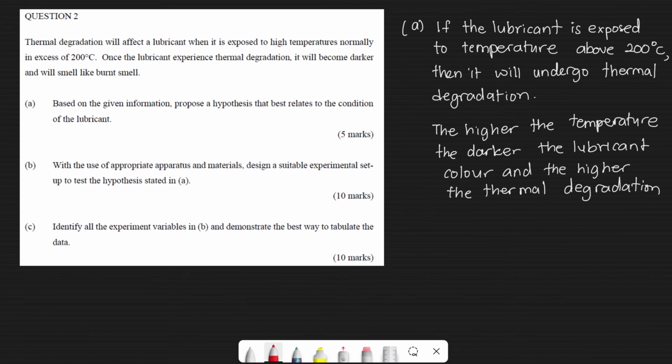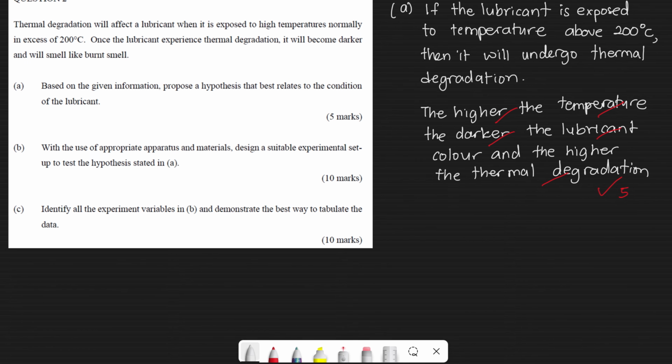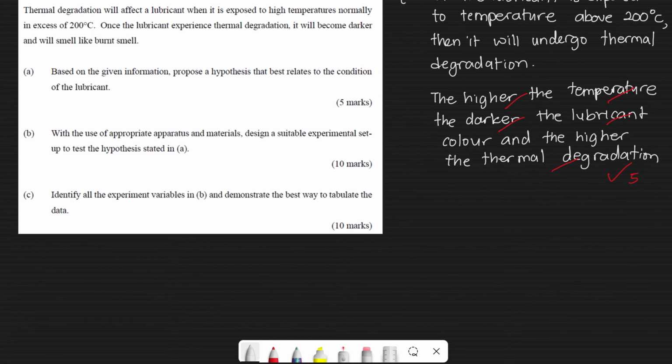Okay, so for this question, you get 5 marks. So you have the higher the temperature, the darker the lubricant, and the higher the thermal degradation. Okay, now let's look at question B.